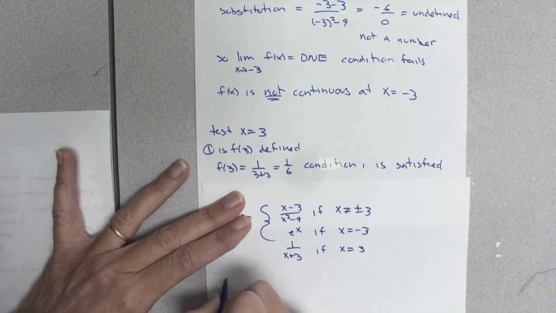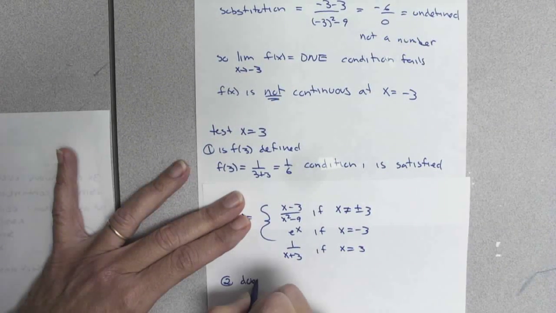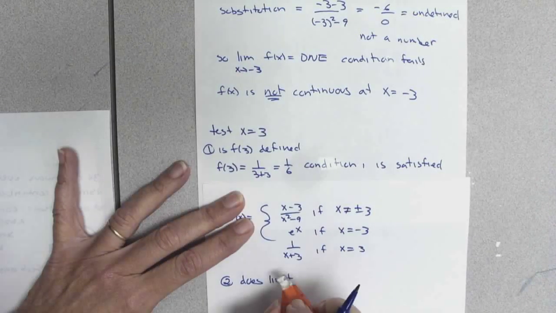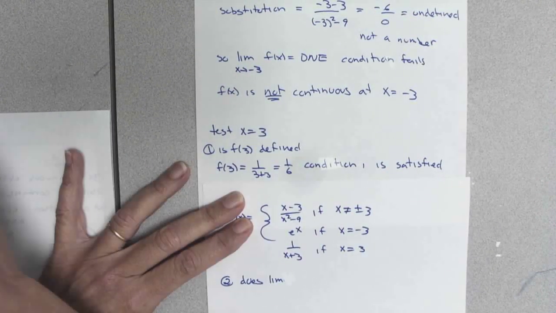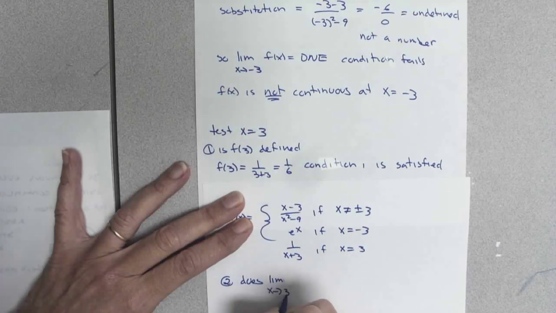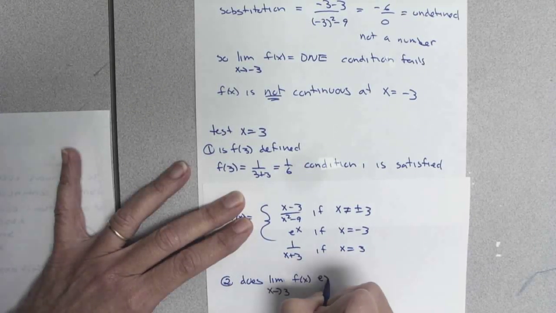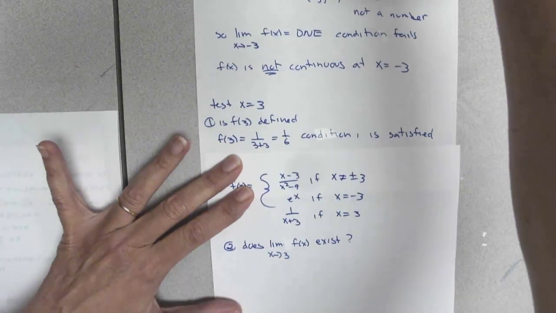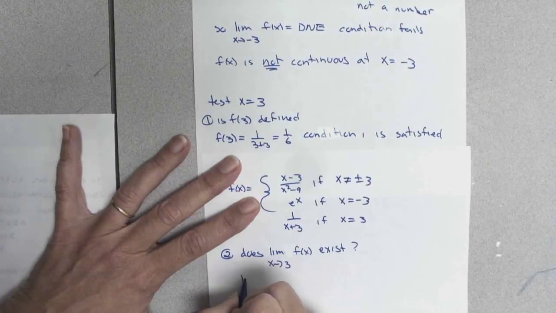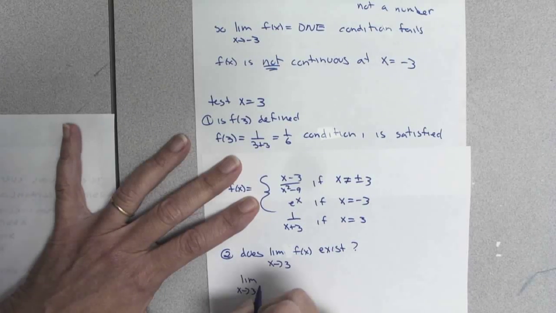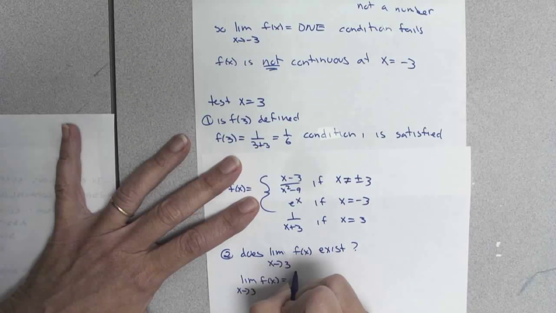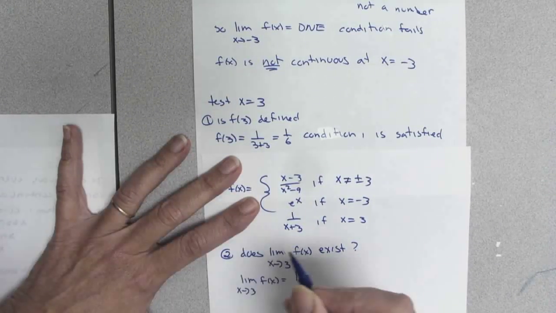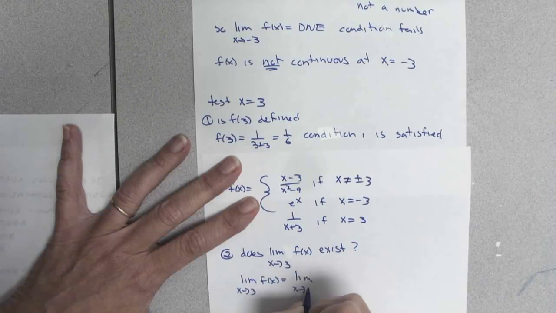So condition 2: does the limit as x goes to 3 of f of x exist? So try to find the limit. So the limit as x goes to 3 of f of x equals the limit as x goes to 3.